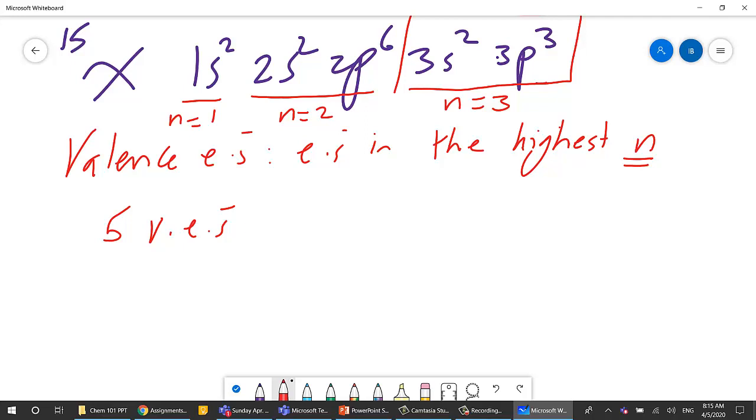Now, this is part A. In part B of the question, he's asking how this element is classified. Well, this element has an unfilled p orbital, because the p can contain 6 and there are only 3 there. So this is a representative element.